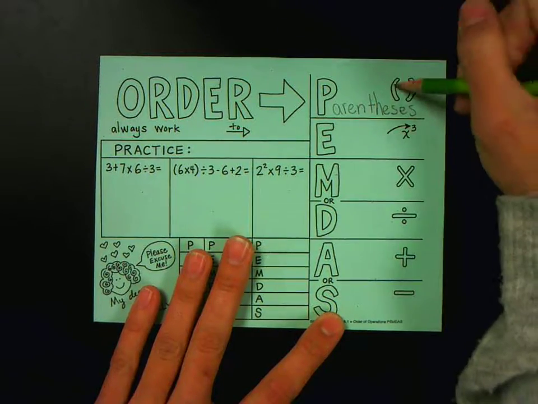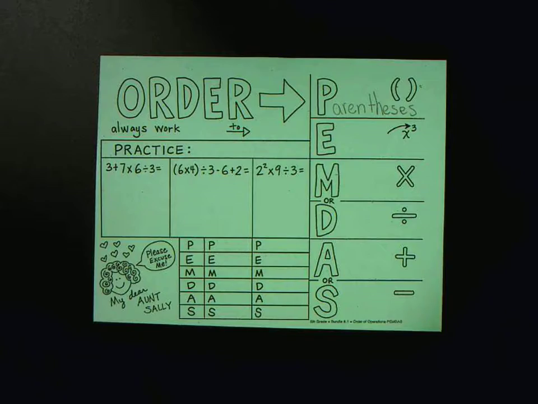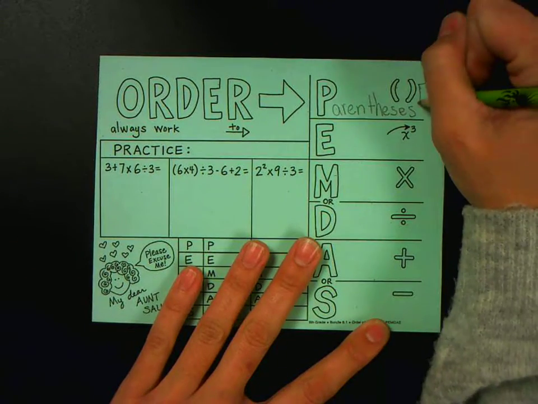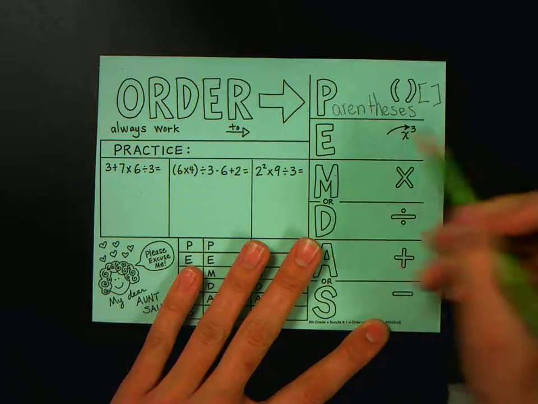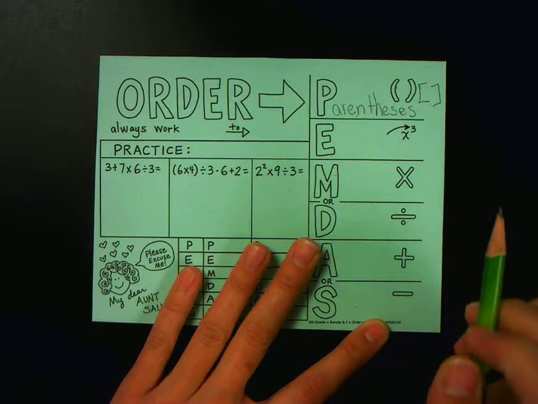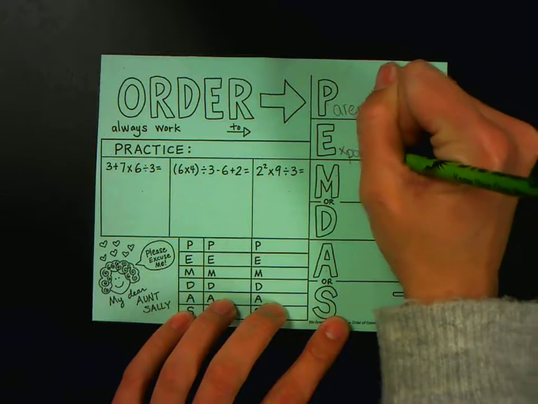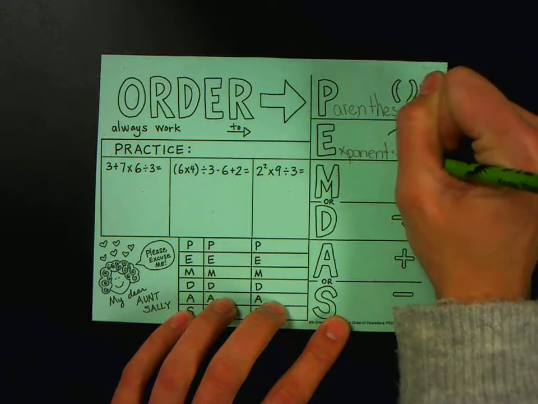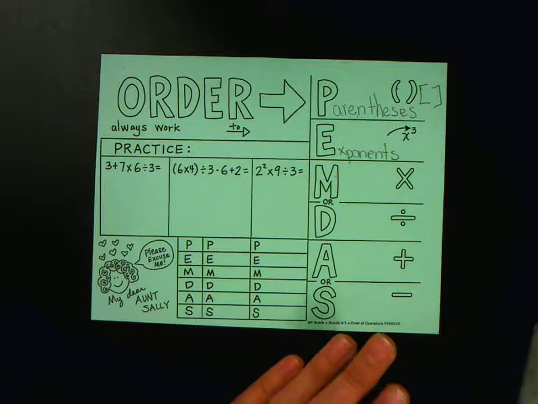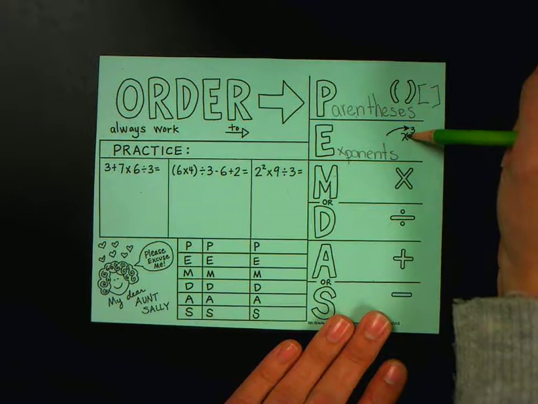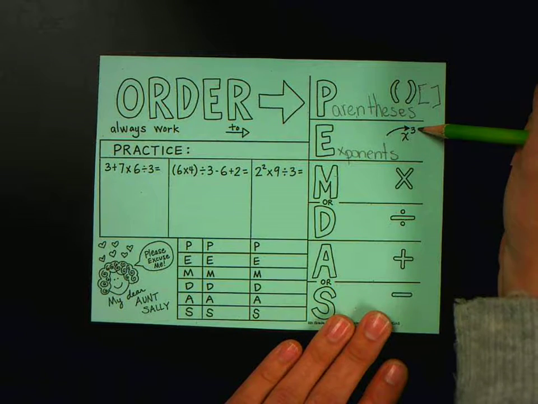And these are the parentheses. They kind of put things together. They bracket them together. You'll also see them as brackets sometimes, so either look for parentheses or brackets. The E in PEMDAS is exponents. And we just learned about exponents the other day. Remember, we have the base and the exponent. The base multiplies itself however many times the exponent tells it to.